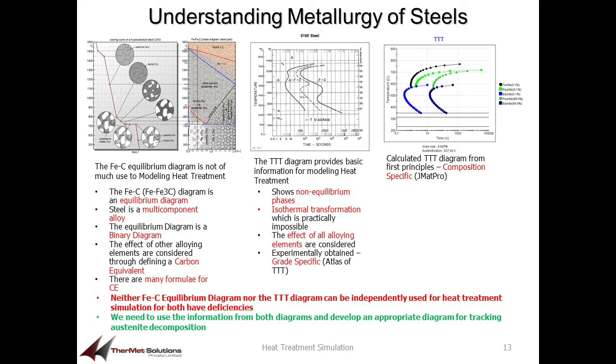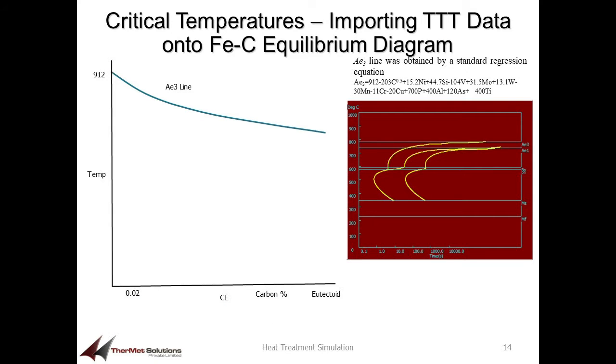Thus, neither the iron-carbon equilibrium diagram nor the TTT diagram can be independently used for heat treatment simulation, for both have deficiencies. We need to use the information from both diagrams and develop an appropriate diagram for tracking austenite decomposition. Now let us look at this. What are the critical temperatures? We have to get the data from the TTT diagram onto the iron-carbon equilibrium diagram.